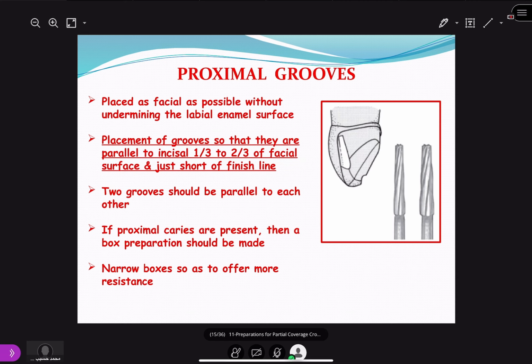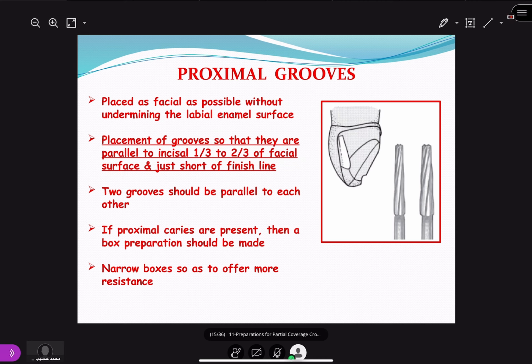So for proximal grooves, place as facial as possible without undermining the labial enamel surface. So place the grooves so that they are parallel to the incisal one-third or two-third of the facial surface, just short of the finish line.